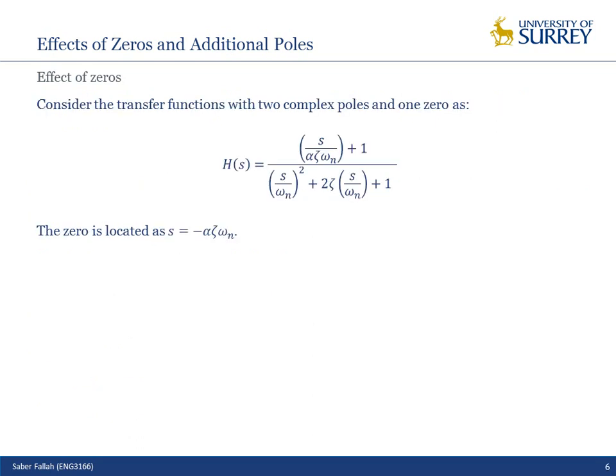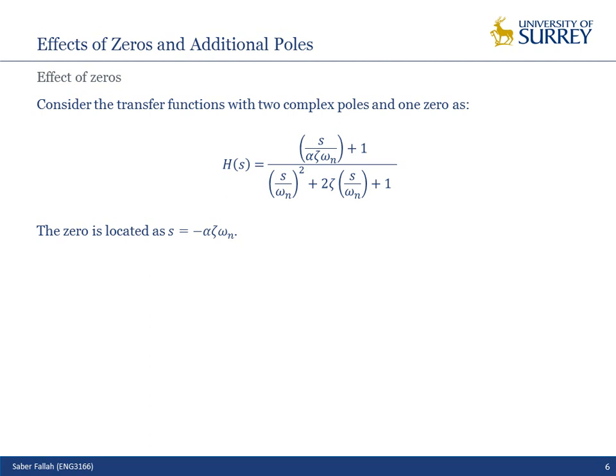To check that, I give you a general format of the second order system. I assume I have a zero at minus alpha zeta omega n. I normalize everything based on omega n, in order to make sure we have the same DC gain compared to the standard format. So I have one additional zero at minus alpha zeta omega n. Zeta omega n is constant. I will change the value of alpha in order to change the location of the zero on the S-plane.